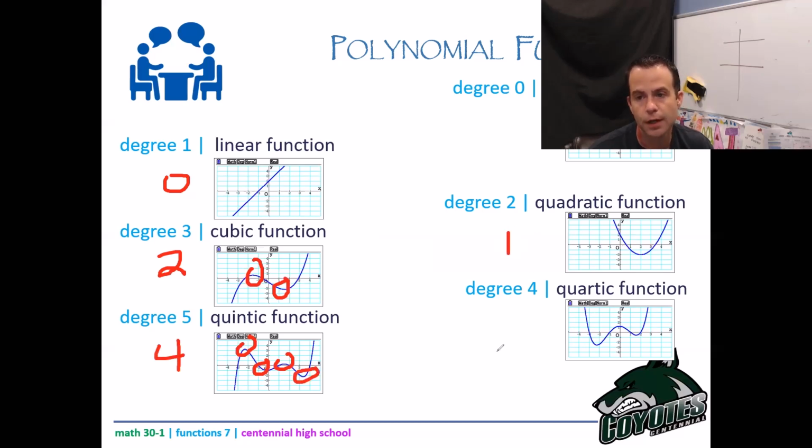Degree 4, I have 3 turning points, and now you're saying, oh, okay, the number of turning points will always be 1 less than the degree. Okay, the number of turning points will always be 1 less than the degree.